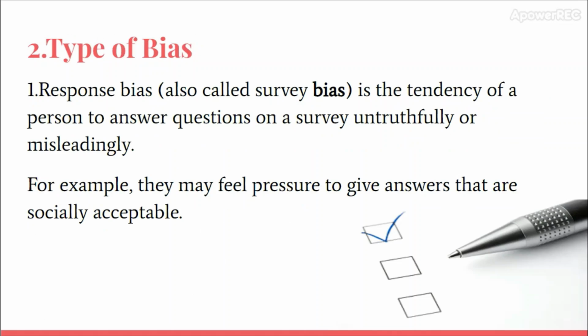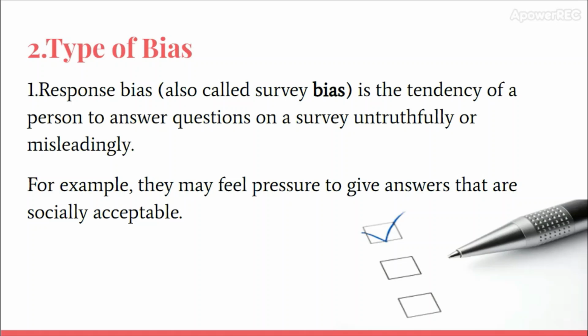The first one is response bias, also called survey bias. This is when a person tends to answer questions on a survey untruthfully or mistakenly. For example, they may feel pressure to give an answer that is socially acceptable. That means when you're doing your research, you go to the street and give a sheet to those people and let them do your research. This can create some bias, right? Like you didn't have enough types of answers on the sheets.